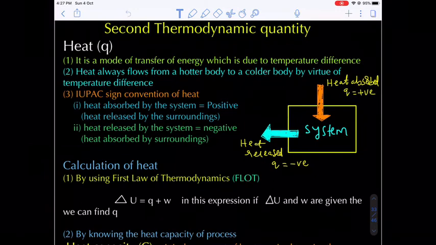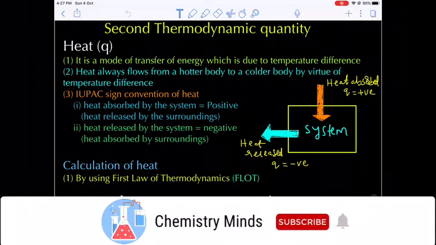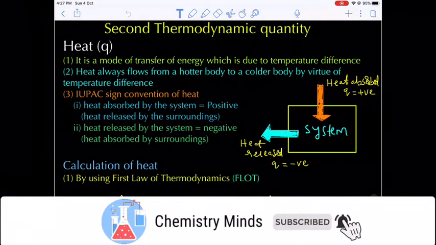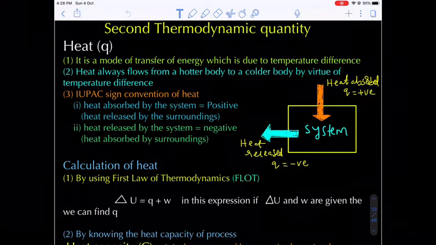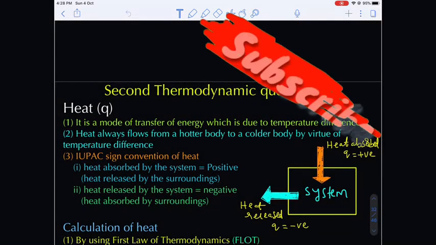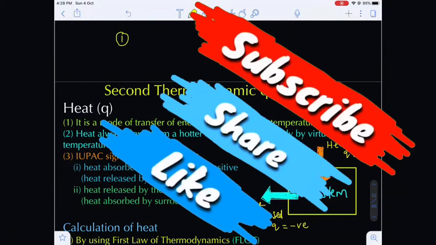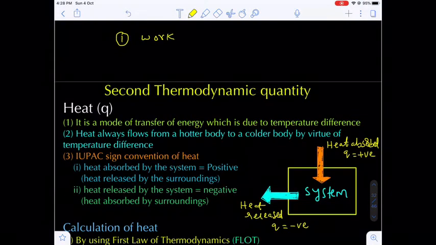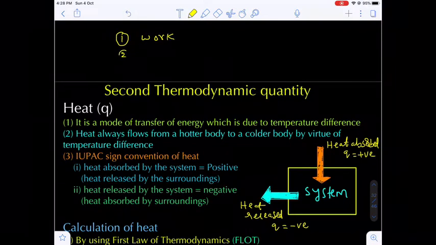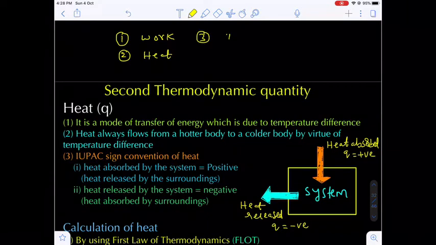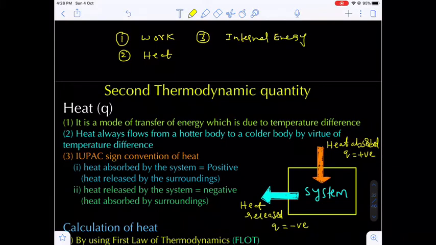Hello students, in the last lecture we completed the reversible and irreversible process, and next is the first thermodynamic quantity, that is work. There are total four important thermodynamic quantities. Number one, work. This is one of the important thermodynamic quantities. Number two, heat. Number three, internal energy, and number four, enthalpy. These are the four important thermodynamic quantities.